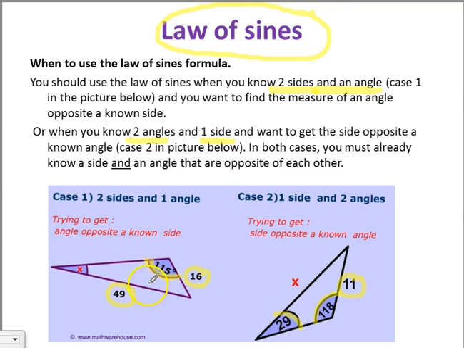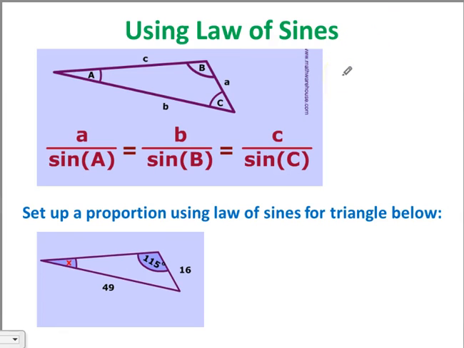So you have to always have an angle and a side that are opposite of each other too, of your knowns. The angle and a side, you have to have one pair that is opposite of each other. That's when you use the law of sines. So what is the law of sines?